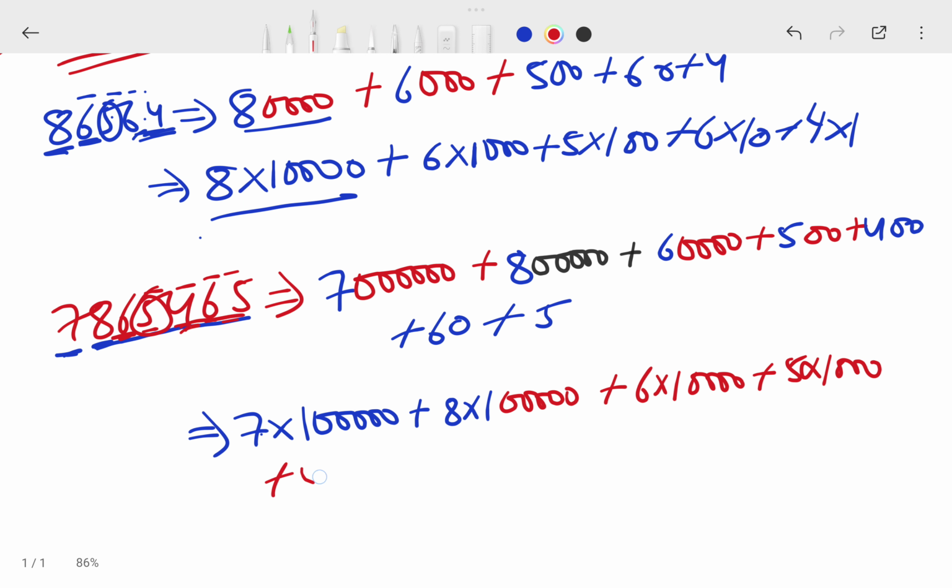Here 4 is given. Write 4 times 1. After that, how many digits? Put 2 zeros. After that, 6 is given.